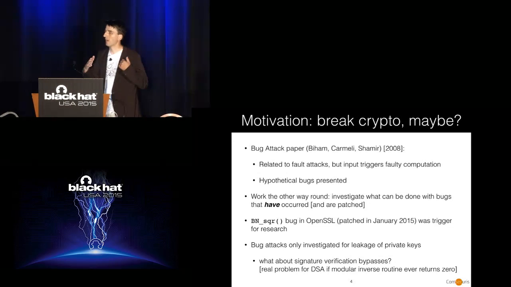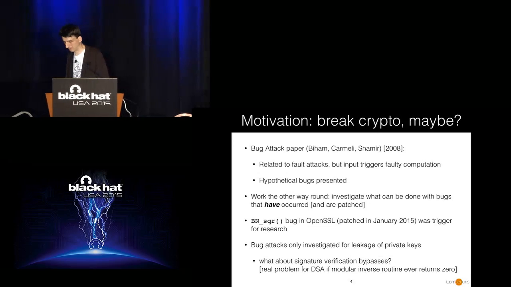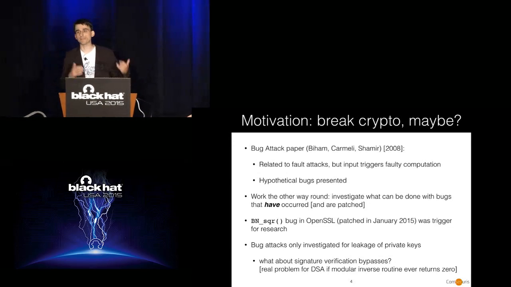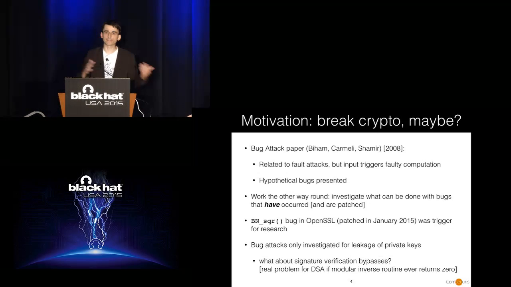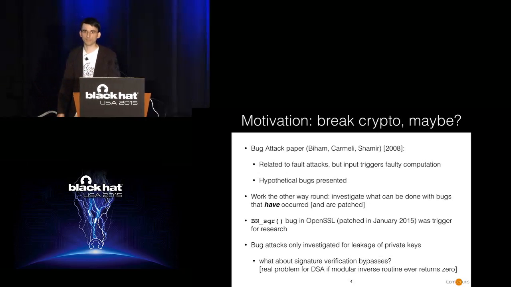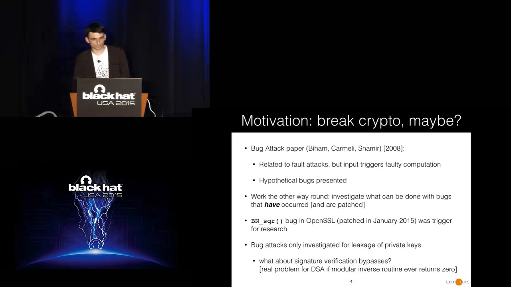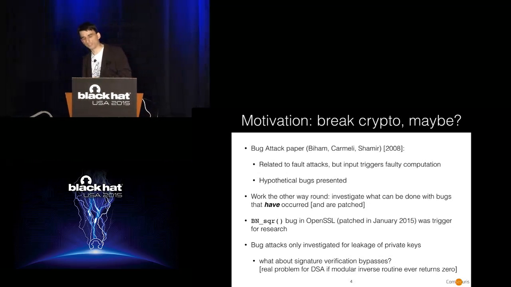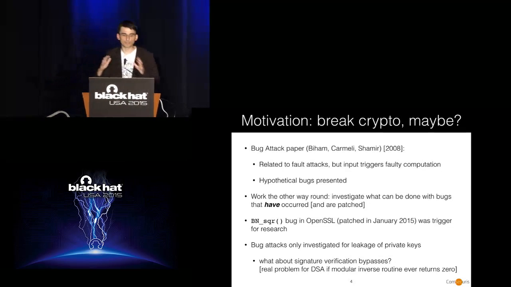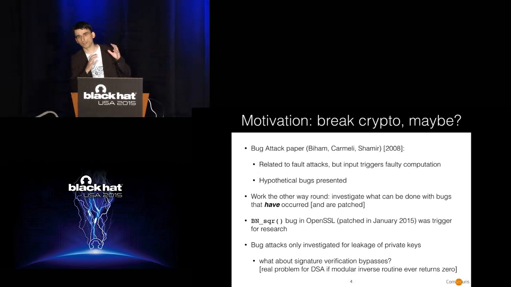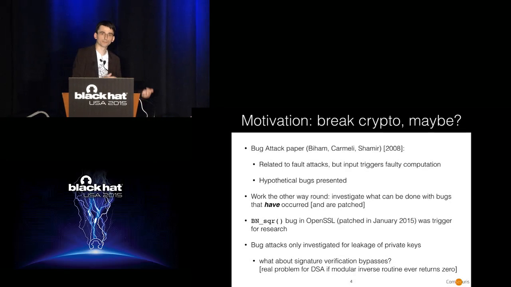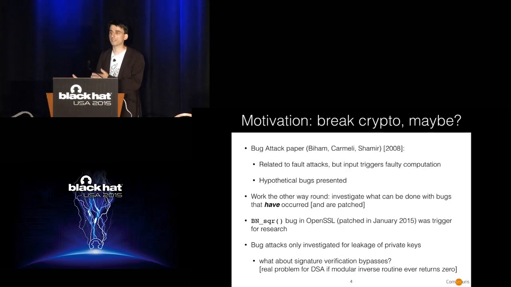So I decided to work the other way around and look at the bugs that have been found and patched in BigNum libraries in the last decade and to see what you can do with them and whether they would be exploitable. And as I mentioned before, I've thought about this for a while, but the BN square bug that was basically in the advisory in January this year was a trigger for me to look into that again more seriously.